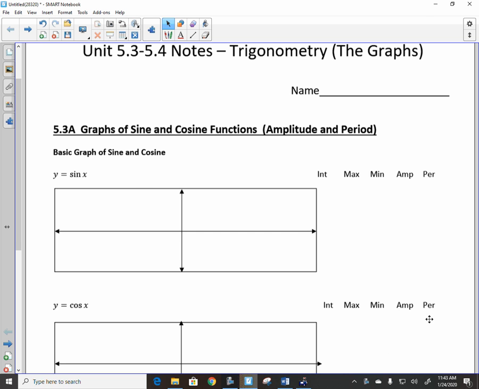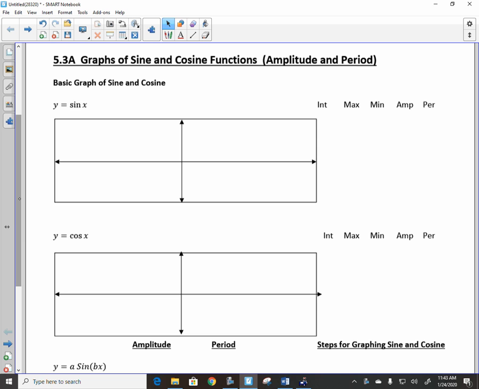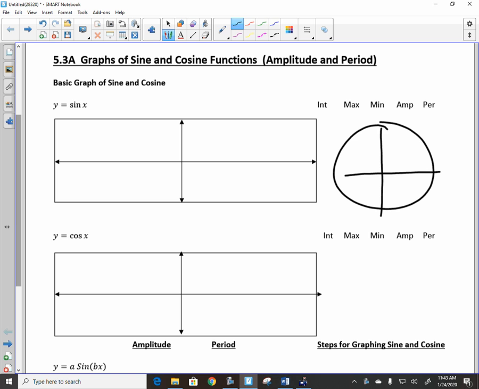All right, so today, time to go back to our basics of graphing sine and cosine. I'm going to go through this quickly because we did it the other day. But if you consider the unit circle, there we have the coordinates of 1, 0, 0, 1, negative 1, 0, and 0, negative 1.